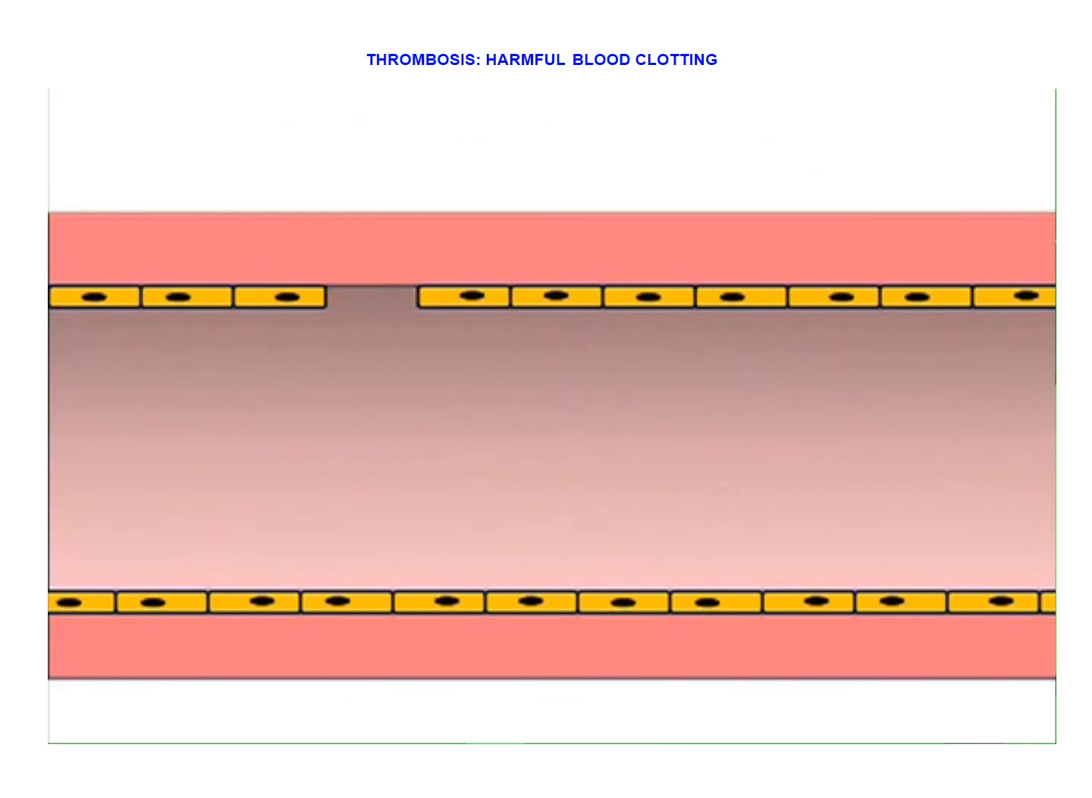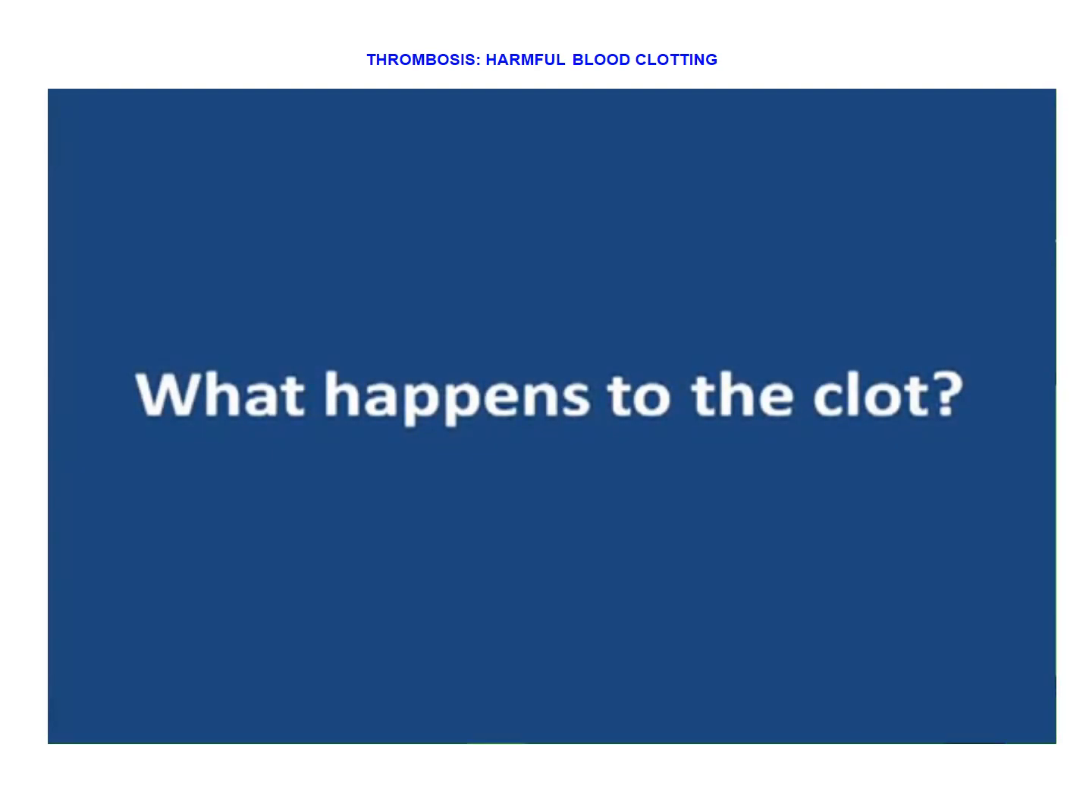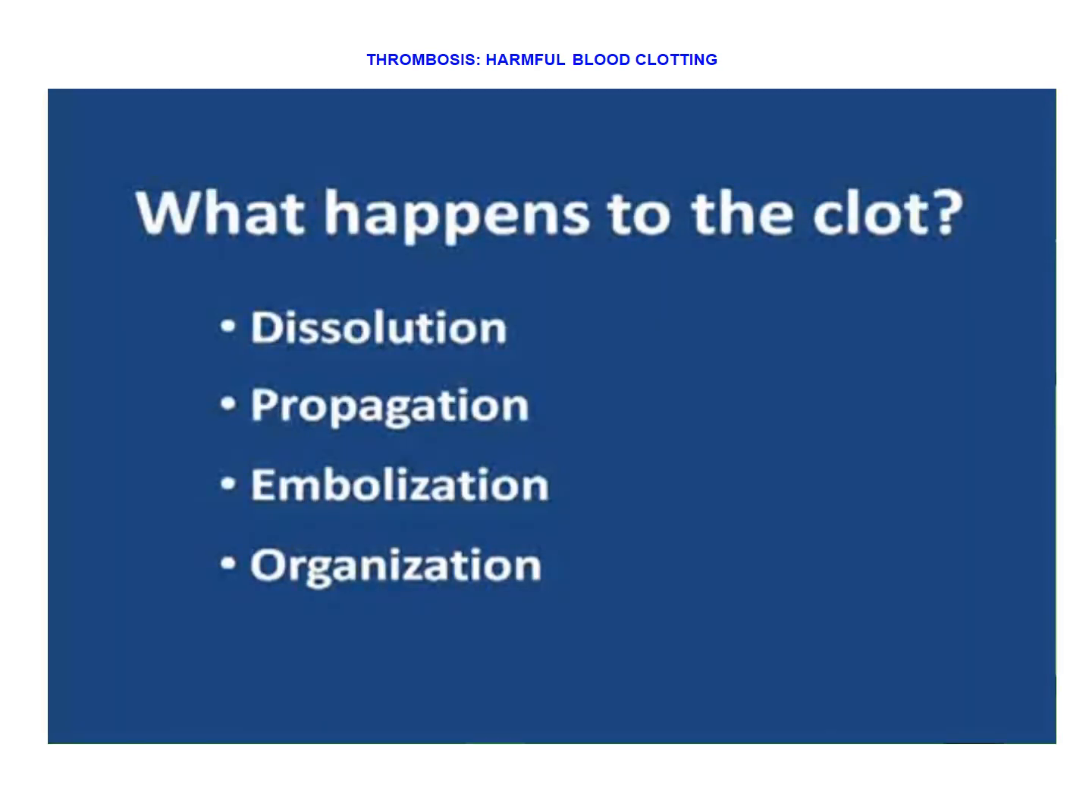In this example of thrombus formation, the absence of the protective endothelial lining sets the stage for platelet adhesion and activation. Additional platelets and other blood cells are bound together by a meshwork of fibrin strands, and a substantial thrombus is formed. So after a potentially harmful clot begins to form, what naturally happens to it? What are the possibilities? There are 4 main possibilities: dissolution, propagation, embolization, and organization, and we'll go through each one of these.